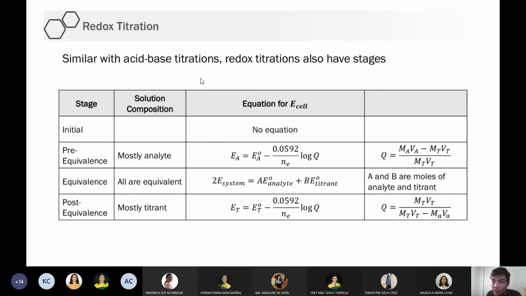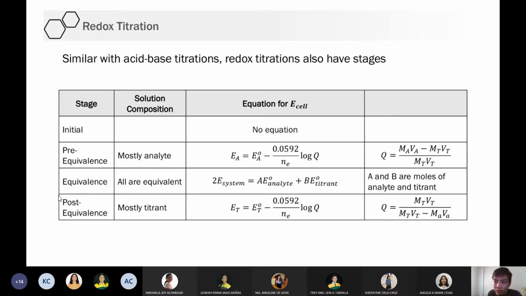You will never determine the cell potential initially unless you start adding titrant na. So wala kasing redox reaction doon, kaya walang equation for that. Kahit anong textbook, tignan mo, wala talaga yan. Then, sabi ko nga sa inyo, the time you add your titrant, dun lang mag-start yung redox reaction. So we only have 3 stages for the redox titration.